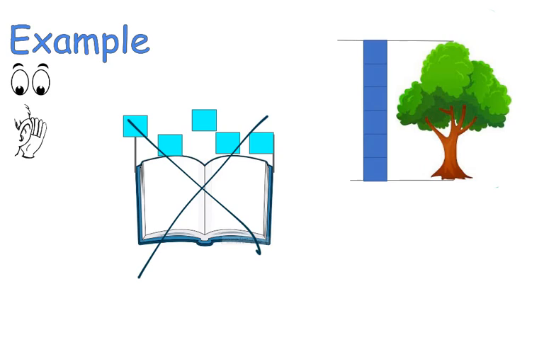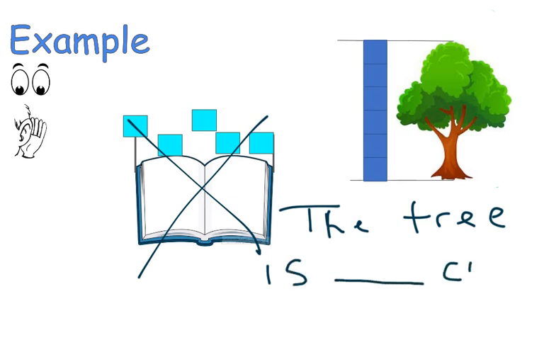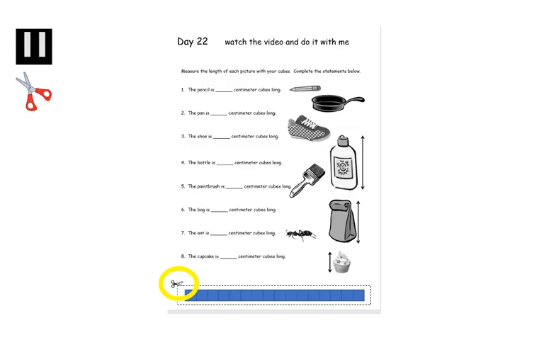So I want you to tell me, how many cubes long is the tree? Go ahead and count. Okay, so the tree is how many cubes? 1, 2, 3, 4, 5, 6. The tree is 6 cubes long.